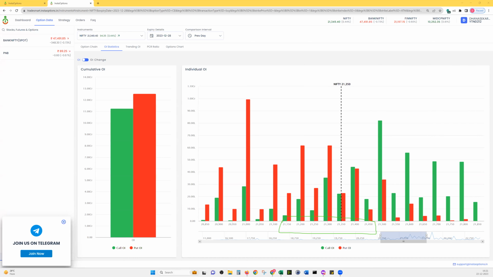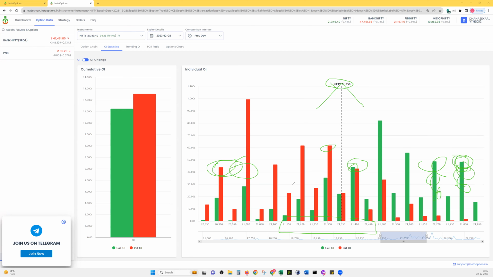Someone is not going to take a position very far away. If you are selling these strikes, say you are taking an iron condor and you just sold the ATM 21,350, you will be buying far OTM for hedge. Obviously, no one is going to sell this strike and buy the immediate strike. They are going to do it only on far OTMs.